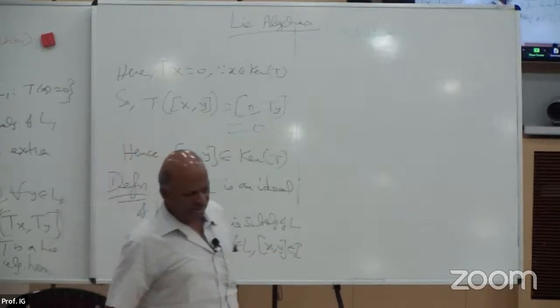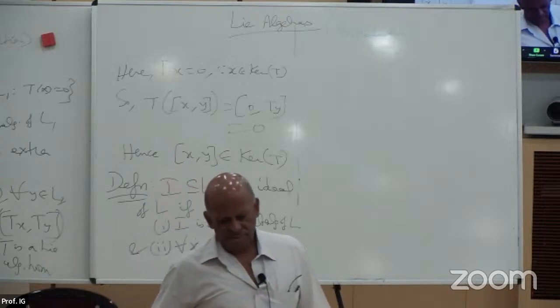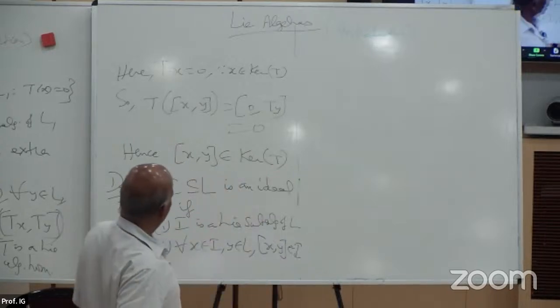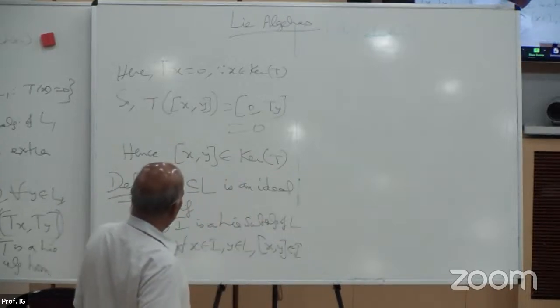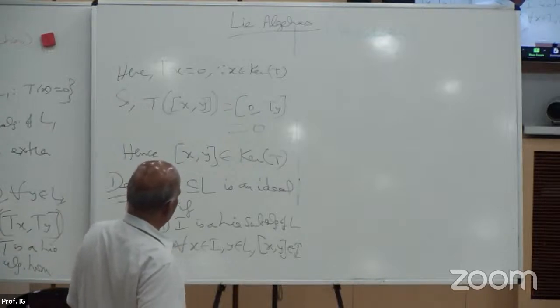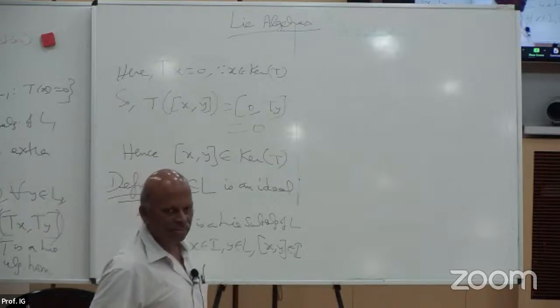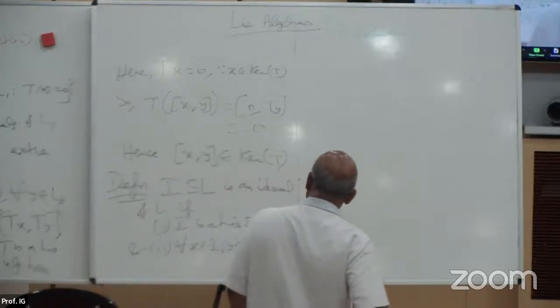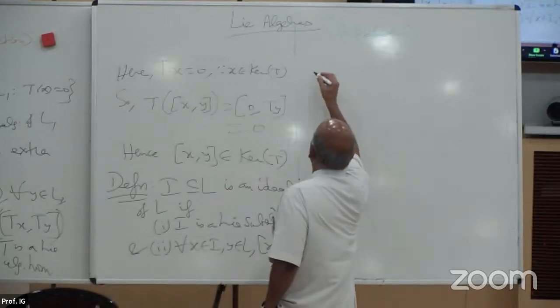This leads to the definition of an ideal. I is an ideal of L if, first of all, it should be a subalgebra, and then for every x in I and y in L, the Lie bracket [x, y] should be in I. And of course, there are the easy trivial examples.